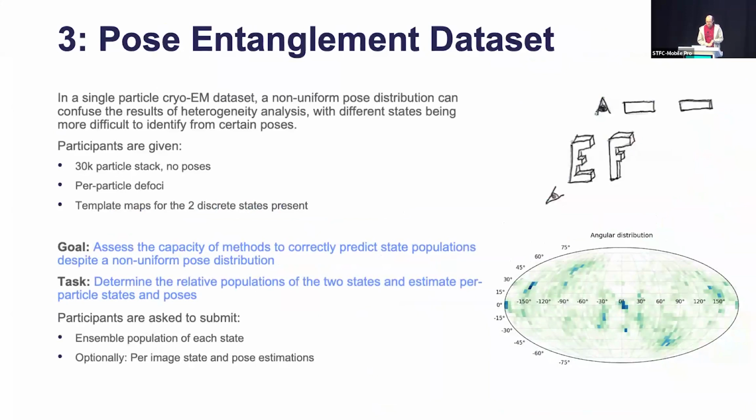For the pose-entanglement dataset, we provide you with a particle stack of 30,000 particles and template maps for the 2 discrete states that are present. So here we're challenging participants to determine the relative populations of the 2 discrete states and also to make per particle state assignments and to determine the poses for each of the particles. And in this dataset, we're assessing all of these on an accuracy-wise basis.